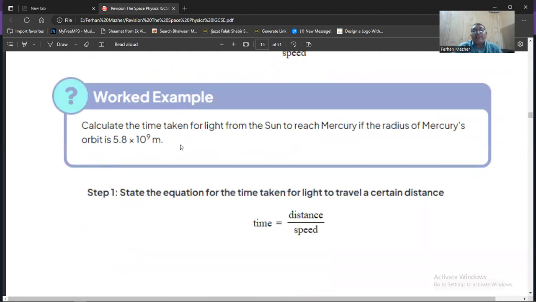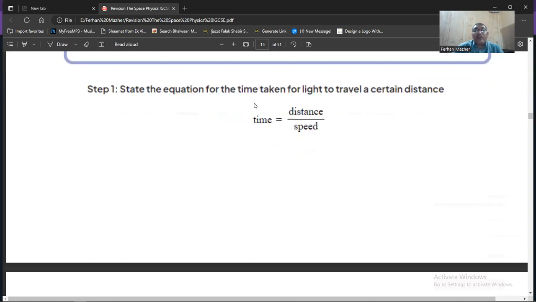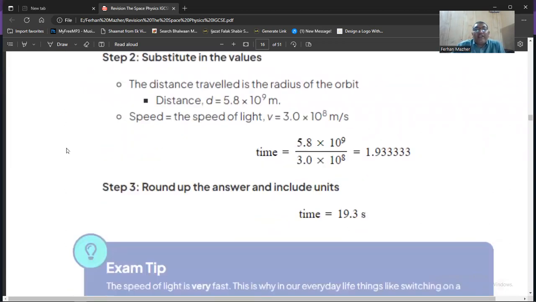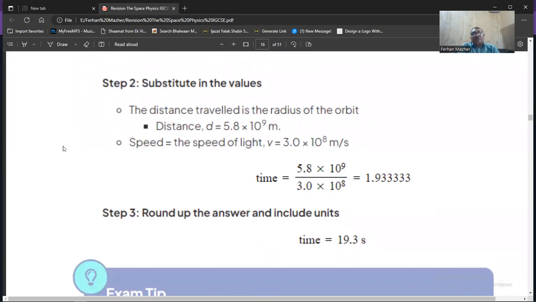So, a worked example: calculate the time taken for the light from the sun to reach Mercury if the radius of Mercury's orbit is 5.8×10^9 meters. Step one, state the equation for the time taken for light to travel a certain distance. So the time is equal to distance divided by speed. We know the speed of the light and we know the distance of Mercury from the sun.